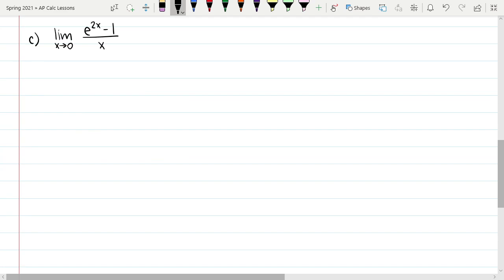So now let's take a look at this one here. We have the limit as x approaches 0 of e to the 2x minus 1 over x. Again, direct substitution. That means I'm going to have e to the 0, which is 1, minus 1, which is 0, over x, substituting the x with a 0. So we do end up with 0 over 0 once again. So this is indeterminate form.